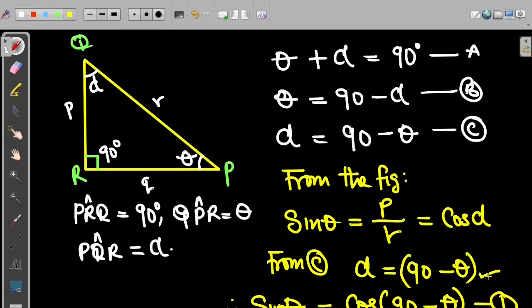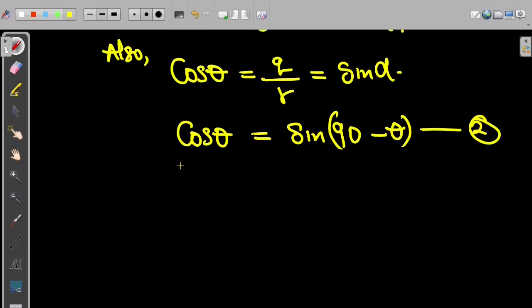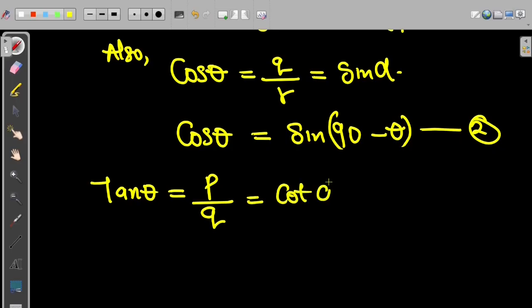Now, if we go back to the figure again, we can observe that tan theta, which is the opposite divided by the adjacent, is giving us p divided by q. And also cot alpha, which is adjacent divided by opposite, is giving us p over q. So therefore, we can say that tan theta is equal to p over q, which is equal to cot alpha.